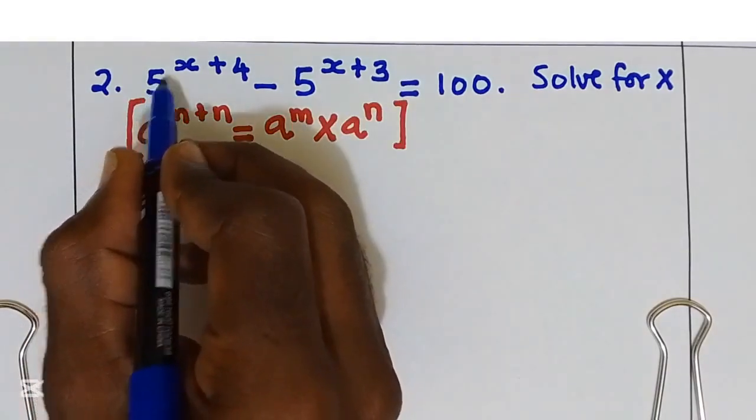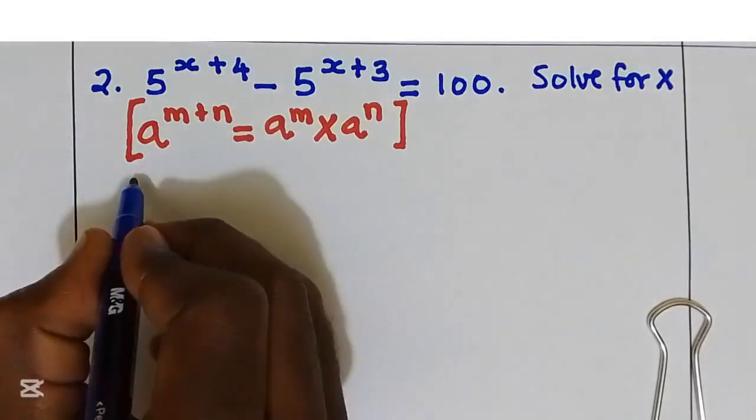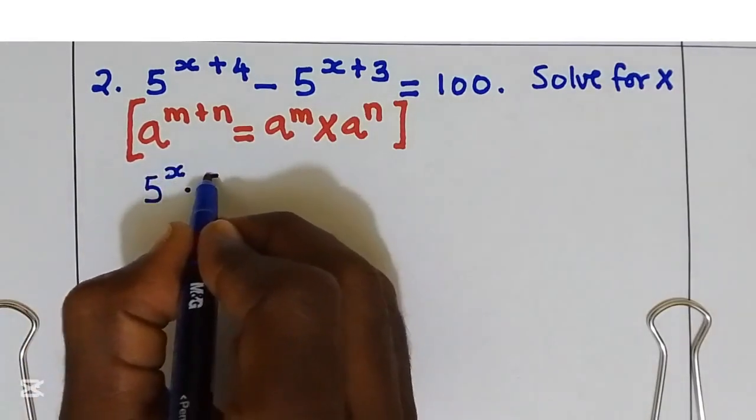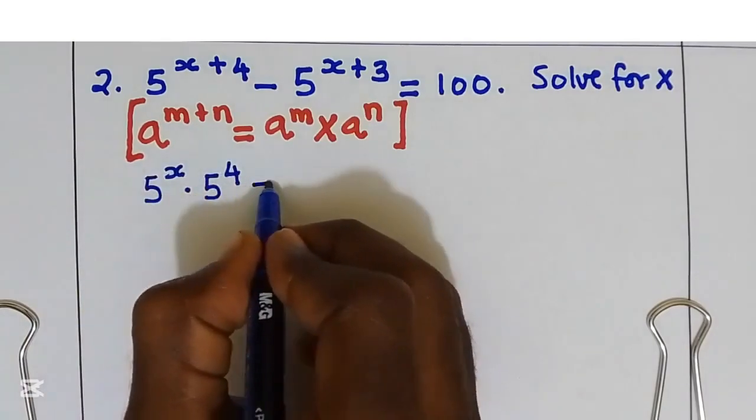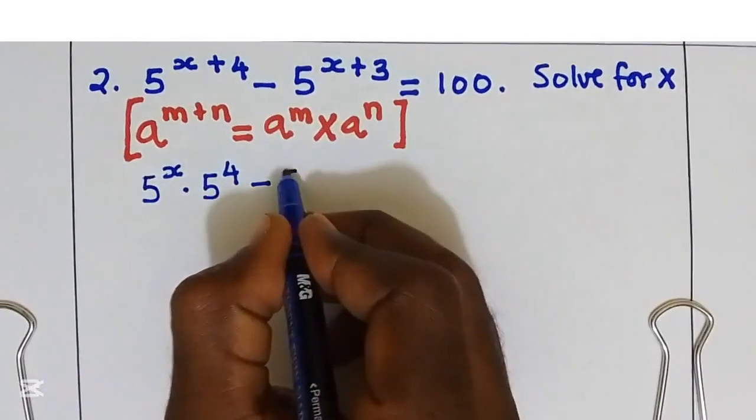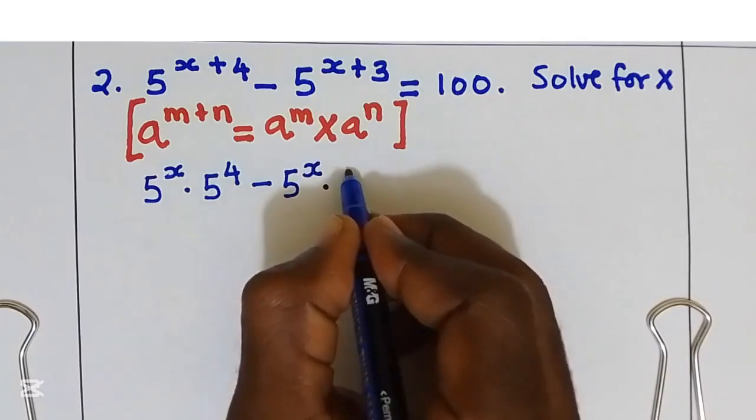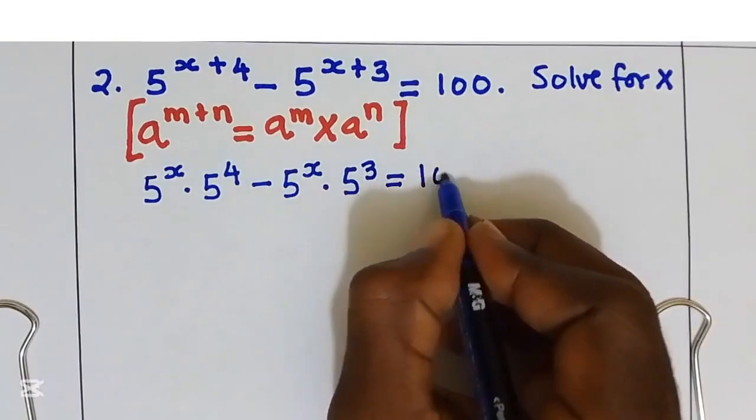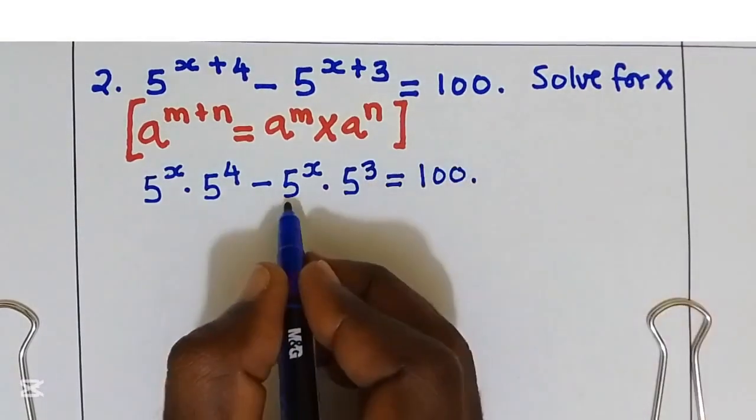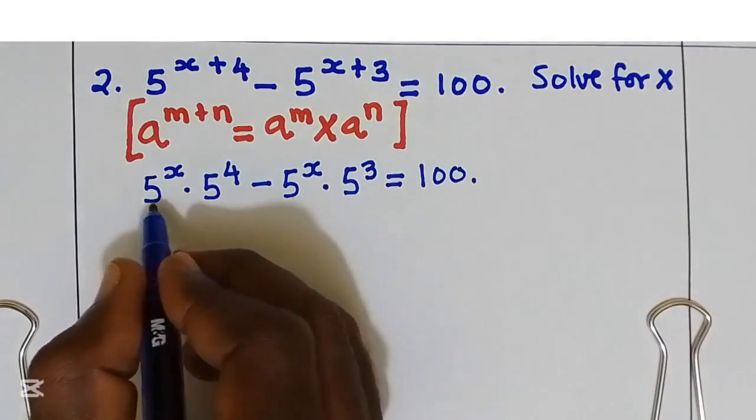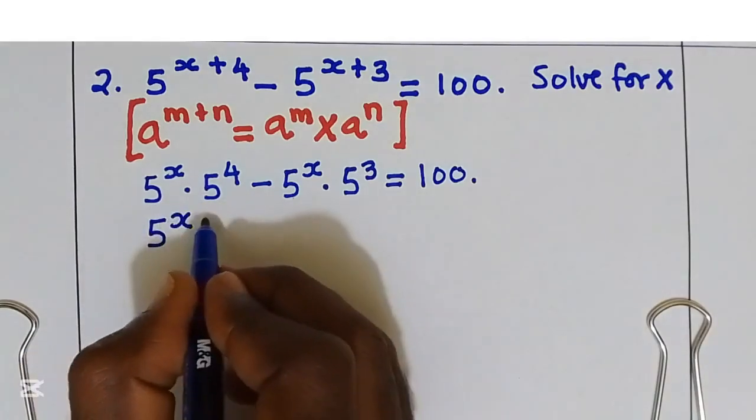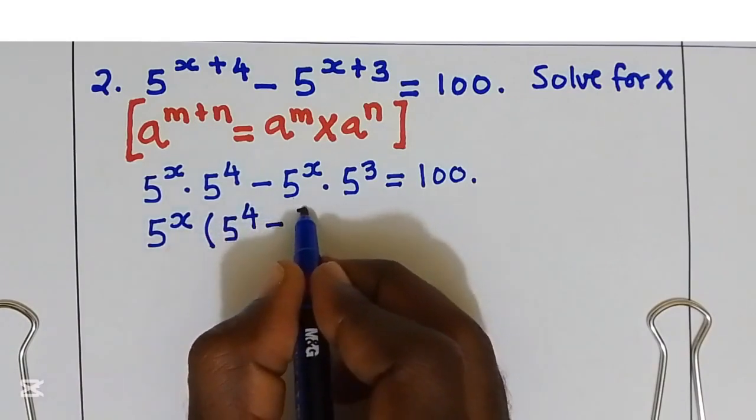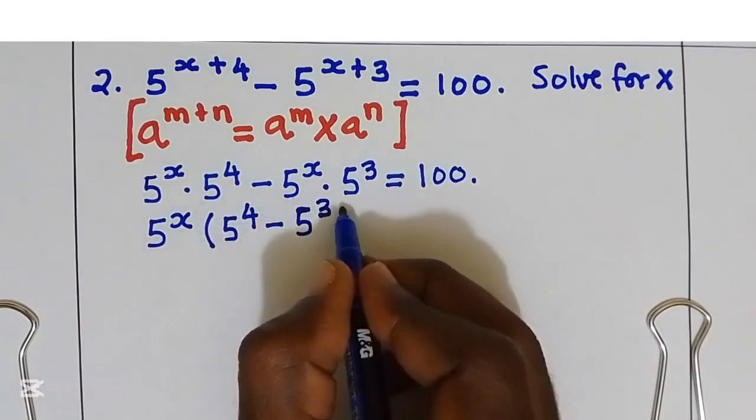Now 5 power x plus 4 is the same as 5 power x multiplied by 5 power 4, take away 5 power x multiplied by 5 power 3. This is equal to 100. I'm going to factor out 5 power x. I'm going to remain with 5 power 4, take away 5 power 3.